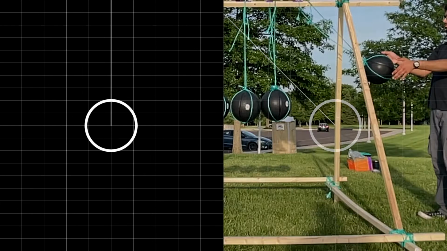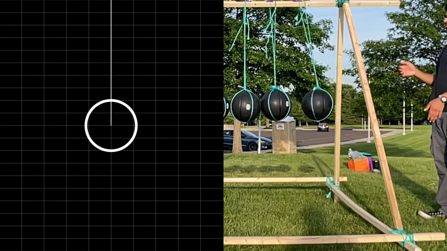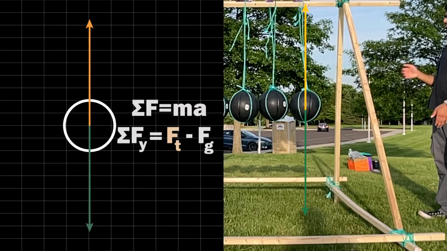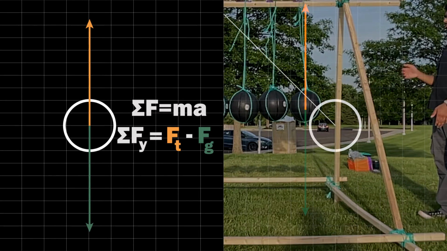If we were to analyze the free body diagram when it's right about to collide, we can see that there's two forces acting upon it. One is the force of gravity, F of g, and the other is the force of tension, which in this case is equal and opposite to gravity. Here, if we were to calculate the net vertical force, we can see that the tension and the gravity cancel out, and therefore there are no net external forces on the system, and therefore we can apply conservation of momentum.